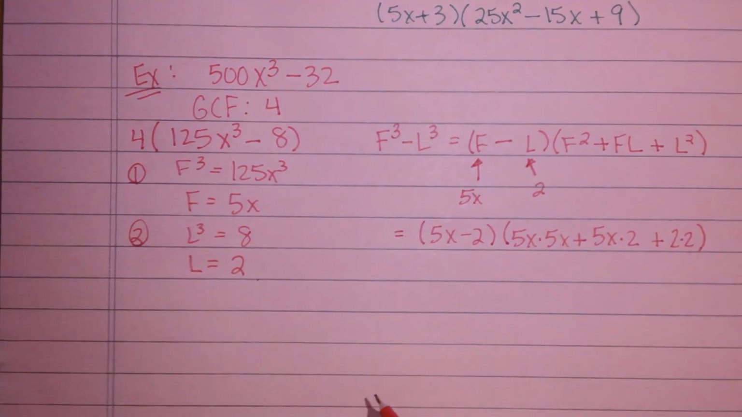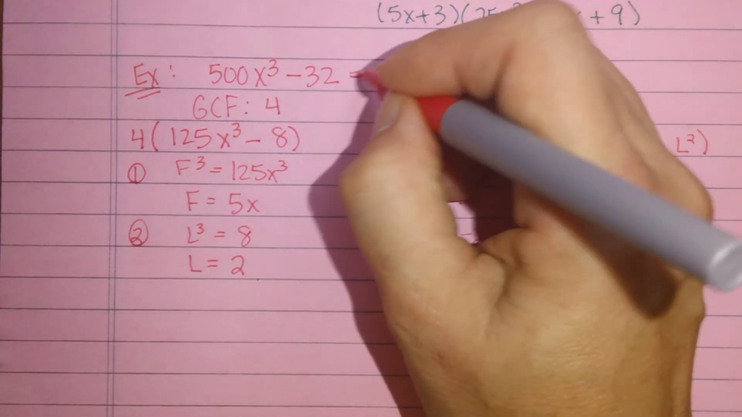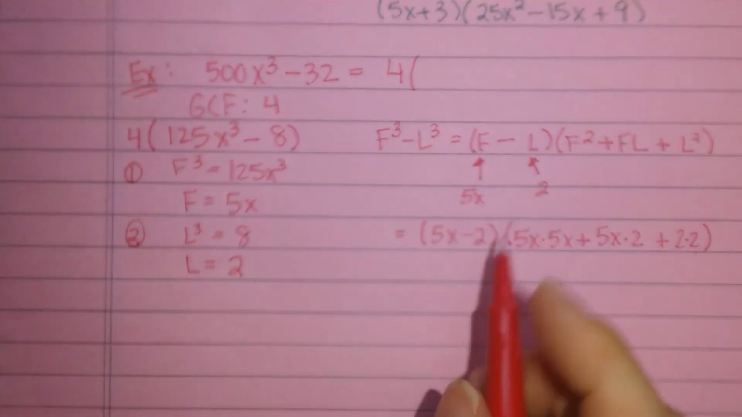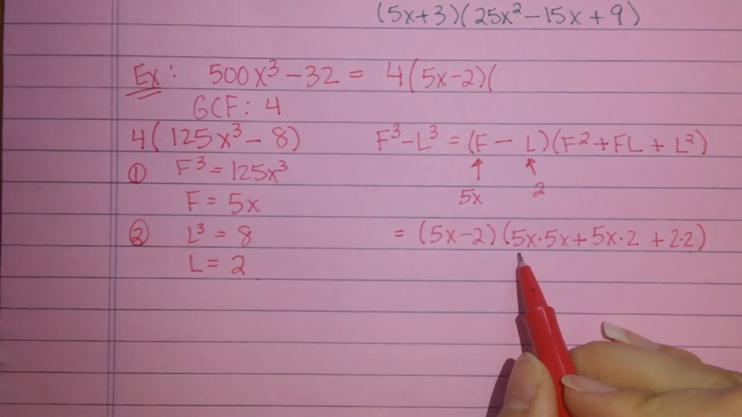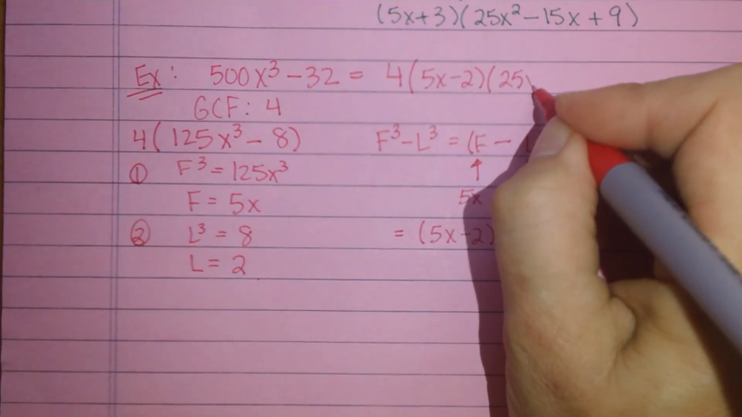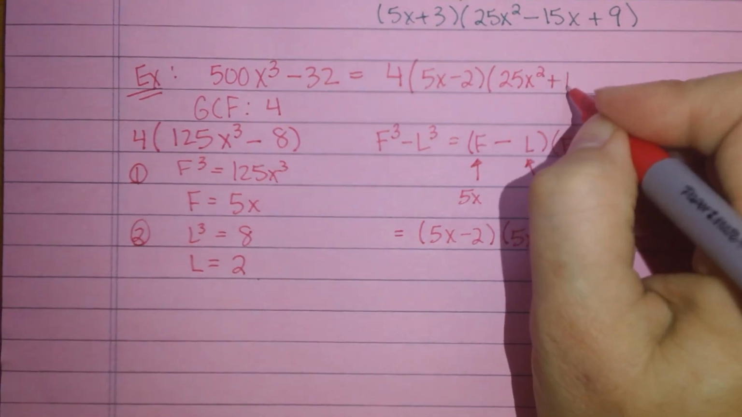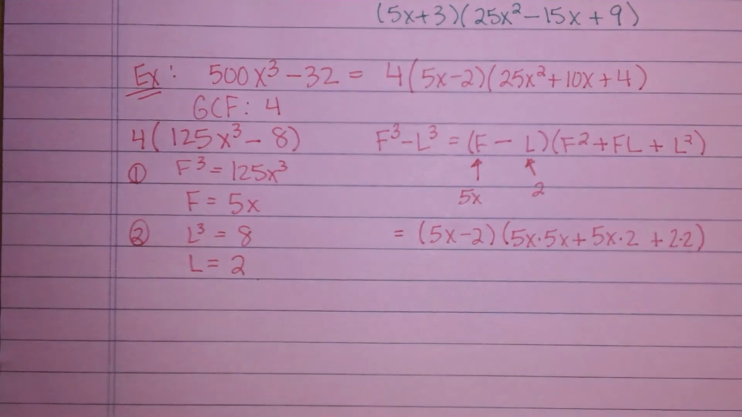So 500x cubed minus 32 is going to factor into 4 from our greatest common factor times the 5x minus 2 times the 5x times 5x, or 25x squared, plus 5x times 2, which is 10x, and then plus 4. And again, you can check all of your answers that you get from factoring by FOILing that product back out.